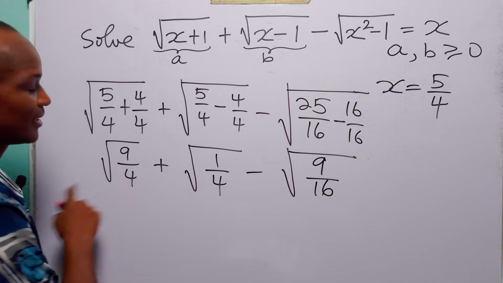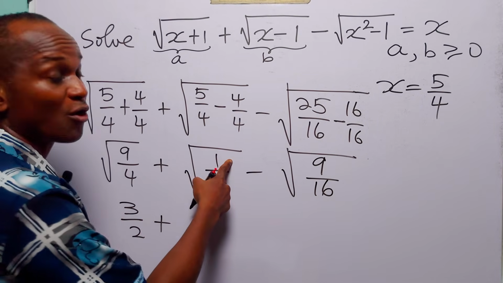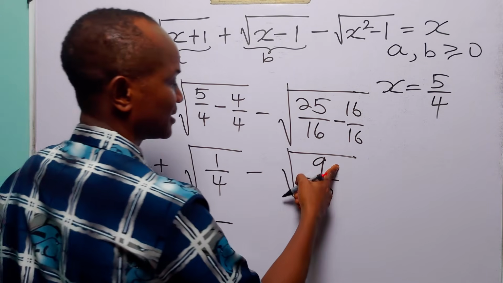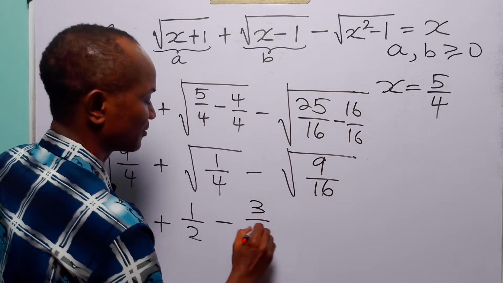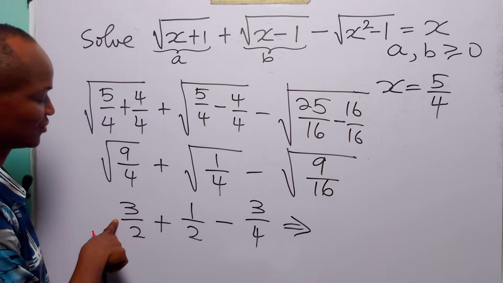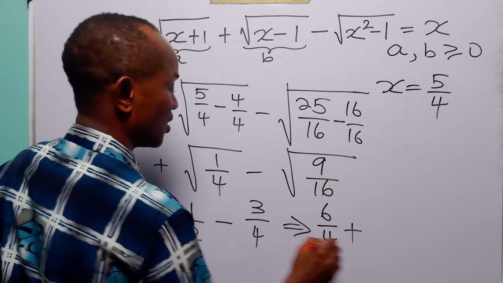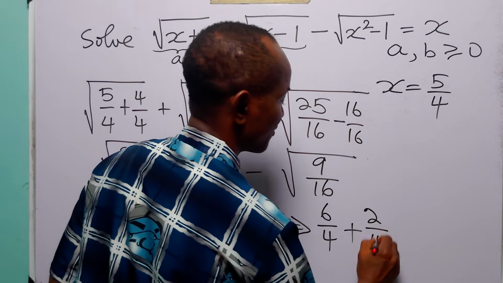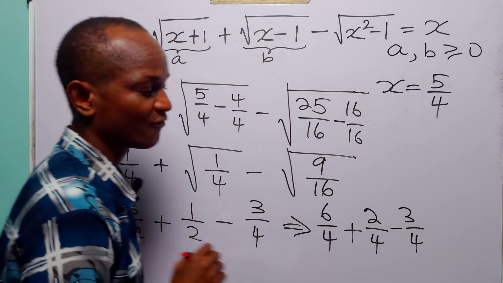The square root of 9 over 4 is 3 over 2. The square root of 1 over 4 is 1 over 2. And the square root of 9 over 16 is 3 over 4. Now we can write 3 over 2 as 6 over 4. We can write 1 over 2 as 2 over 4. And finally, we have 3 over 4.